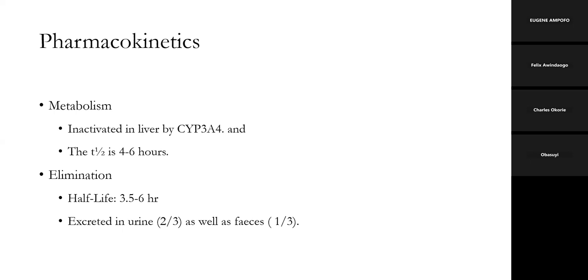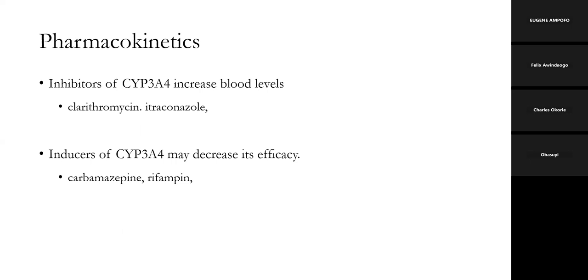Eliminated, so half-life is about 4 to 6 hours. Two-thirds of it is excreted in urine, and about one-third in feces. Inhibitors of CYP3A4 like clarithromycin, itraconazole, and other antifungals would increase the blood levels of eplerenone, whilst inducers like carbamazepine and rifampicin would decrease the efficacy of eplerenone.